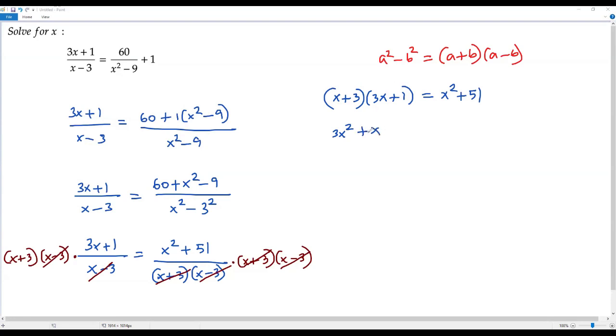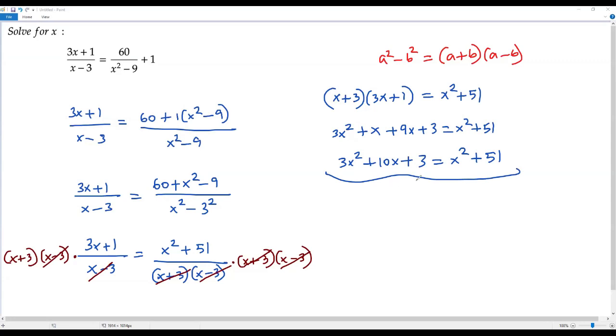It's just 1x. And now I have to multiply the inner terms. Positive 3 times positive 3x will be positive 9x. Now I have to multiply the last terms. Positive 3 times positive 1 is positive 3, equals x squared + 51. Okay, 3x squared. When I combine this x and 9x, I'm getting positive 10x, plus 3 equals x squared + 51. Okay, now actually it's a quadratic equation in the variable x.